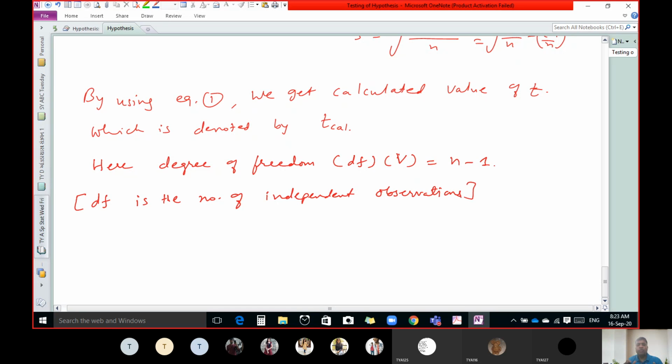So if anybody asks what is degree of freedom, then you have to say like this: degree of freedom is the number of independent observations. What is degree of freedom? The answer is, degree of freedom is the number of independent observations. Now the question is, what are independent observations? What do you mean by independent observations?